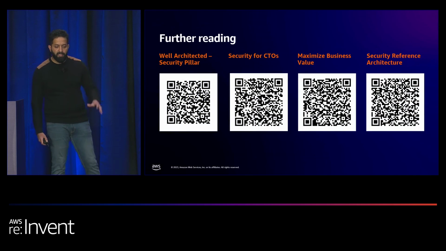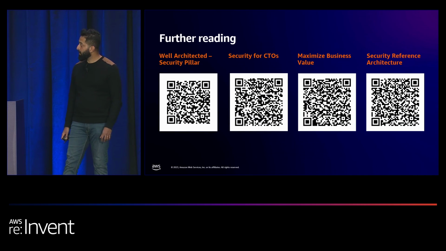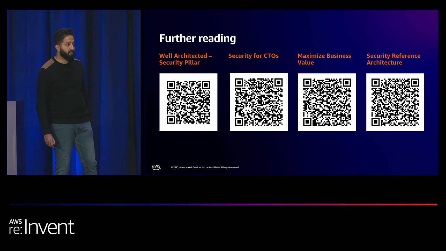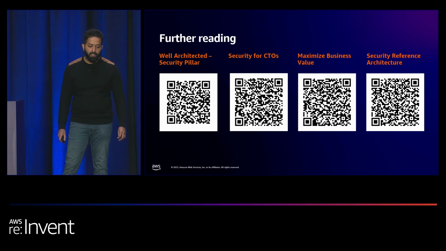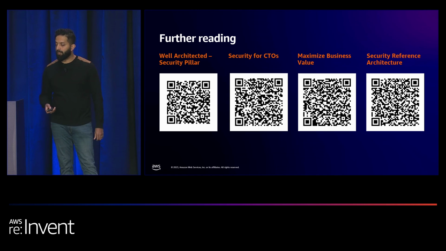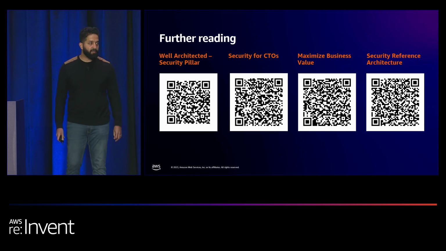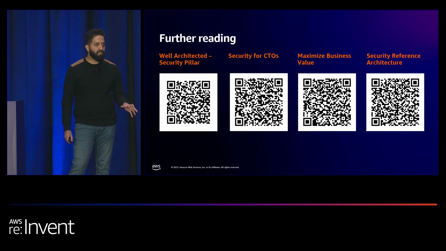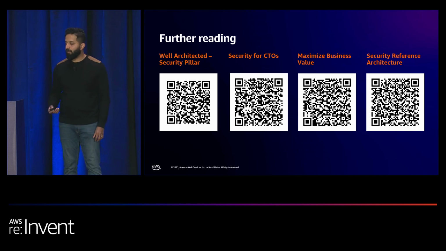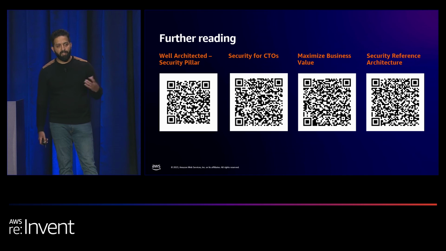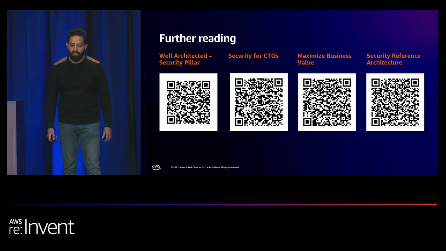Here are some resources you can use for further reading. We have linked to the Well-Architected security pillar. For those of you who are in a leadership position, we have a blog for enterprise leaders and CTOs. And then finally, what Jeff had talked about in terms of reference architectures, use a security reference architecture for a hardened environment. For those of you who have privacy as a key focus for your workloads, we also have privacy reference architectures within that.